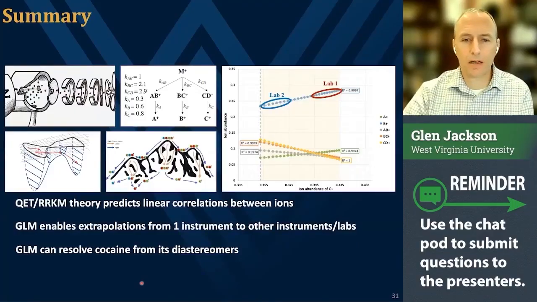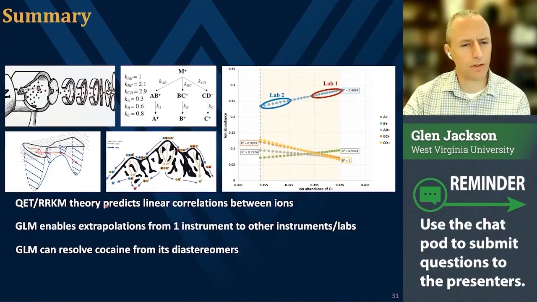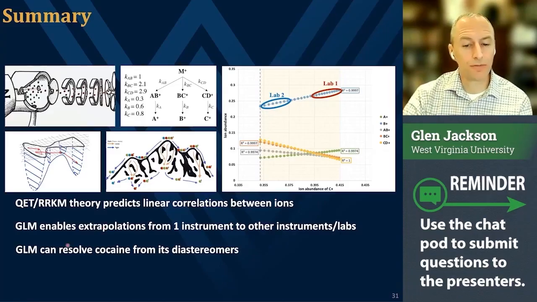So in summary, I just want to close by saying that we were basically able to demonstrate that quasi-equilibrium theory or RRKM theory predicts linear relationships between ions caused by random changes in instrument conditions. This general linear modeling enables one to extrapolate from data collected from one instrument to data collected in another instrument. And finally, the general linear modeling can resolve cocaine from its diastereomers or isomers like valerofentanyl from isovalerofentanyl.